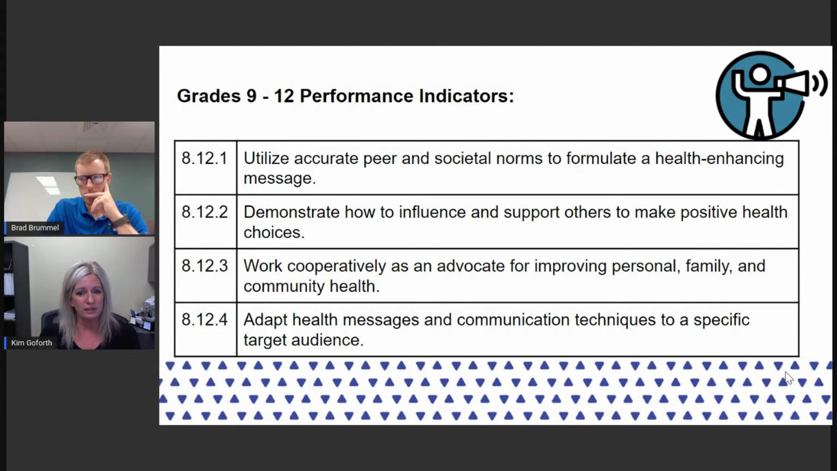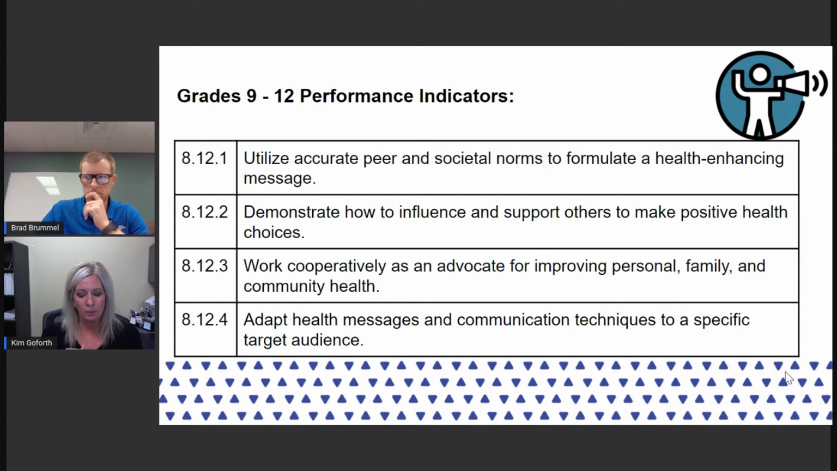And so if you go back to this first indicator, in the middle school one, I'm just going to state it. Now at this grade span in 9-12, you're going to use it. You're going to put it to use. You're going to not just state it, but you're going to kind of own it a little bit more. And when we talk about accurate peer and societal norms, that's the research piece that I think is hidden in here. So you're using that statement that you've made and having some research behind it to be accurate. So I think this kind of bumps up at the 9-12.